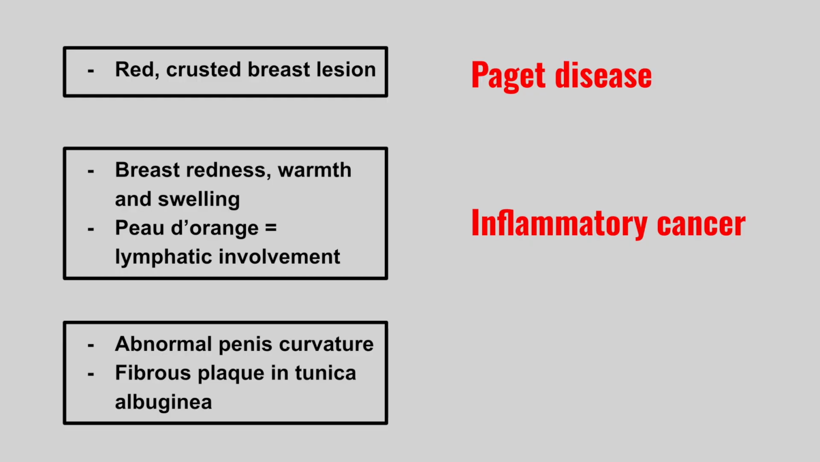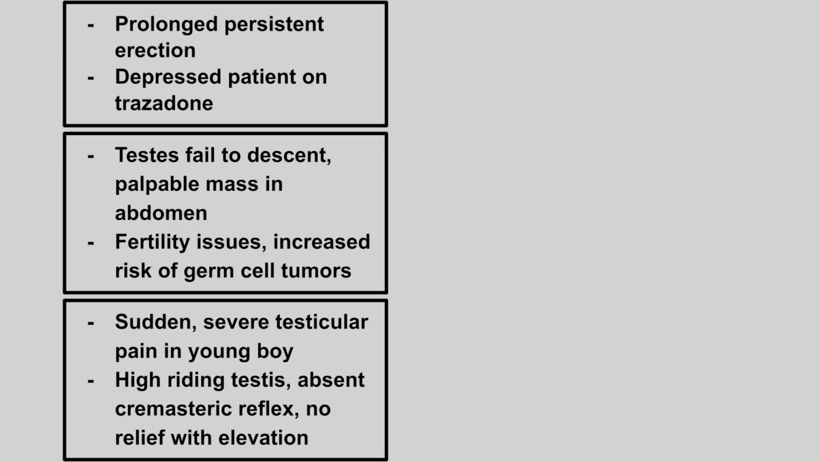Next, we're switching over to the male pathologies. So we have a patient who presents with an abnormal penis curvature, fibrous plaque in the tunica albuginea. So this is Peyronie's disease. Next, we have a patient with a prolonged persistent erection, and they might mention a depressed patient who's on trazodone.